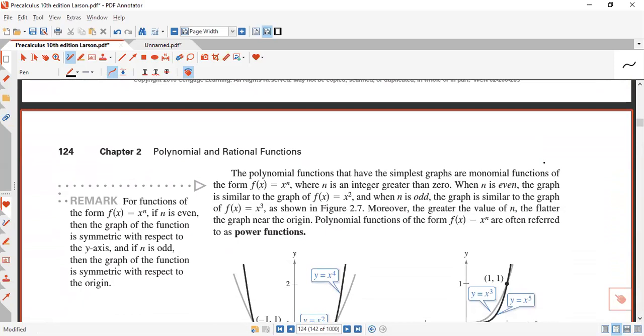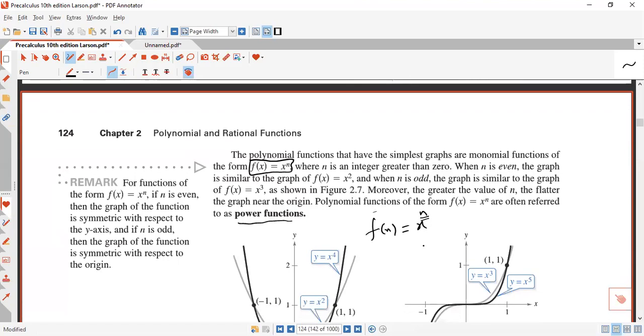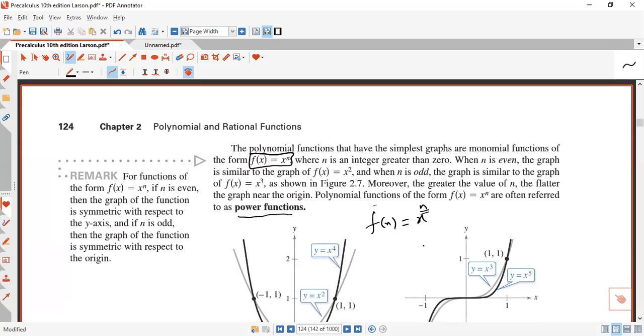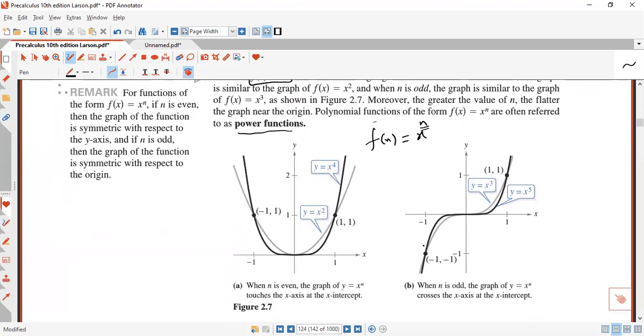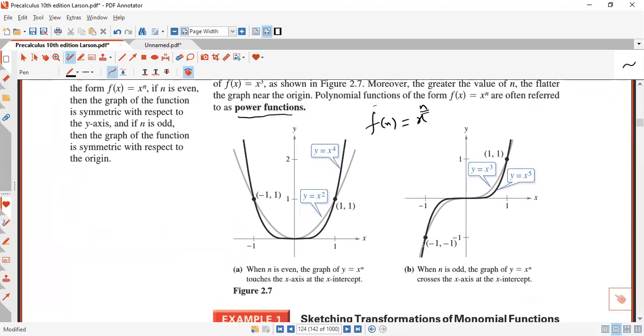Further, we have to examine the graph of the function more. So we have a power function. For example, if we remove all terms and talk only about the function f of x equal to x to the power n, this is known as a power function. For this function, for n we have two possibilities: whether n is even or n is odd. So you have to determine the behavior of both types of function. What will the graph be if n is even, and what will happen if n is odd?